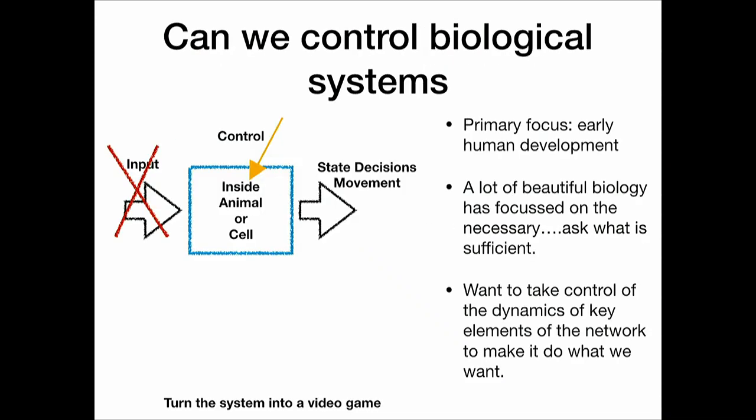So biological systems, there is some input. There's an animal or a cell. You get some state decisions, like in development, you get fate decisions, and then you get movement. And what I would want to ask is, can I just forget about inputs, go straight into the box, poke around, and make the damn thing do what I want it to do? So that's sort of the goal, basically.